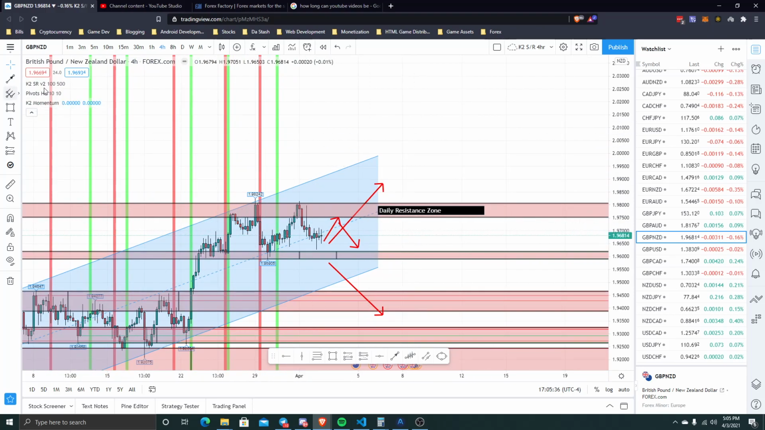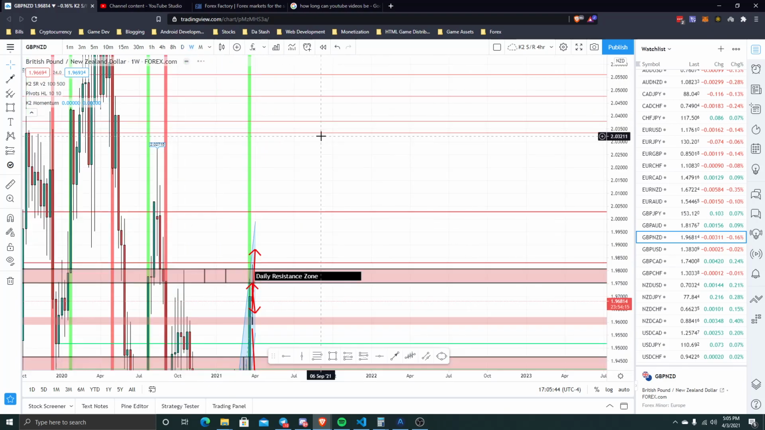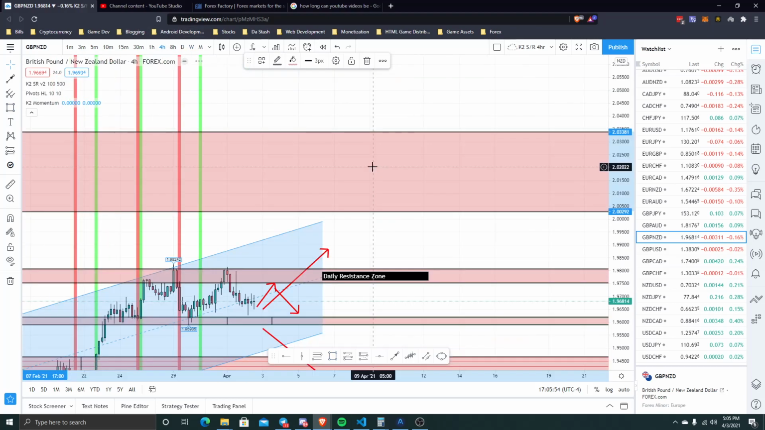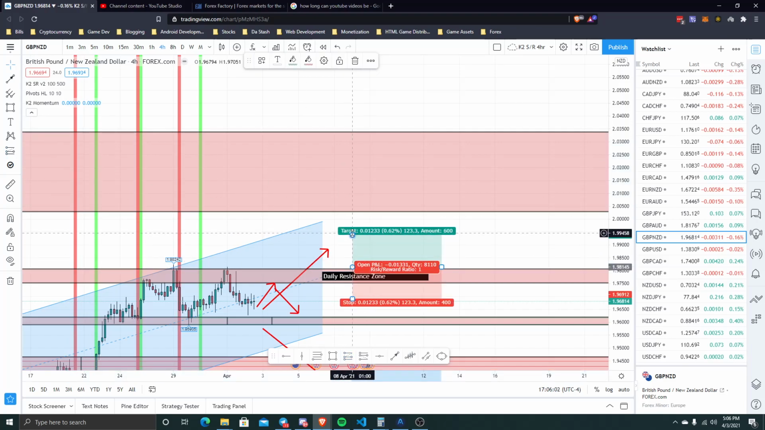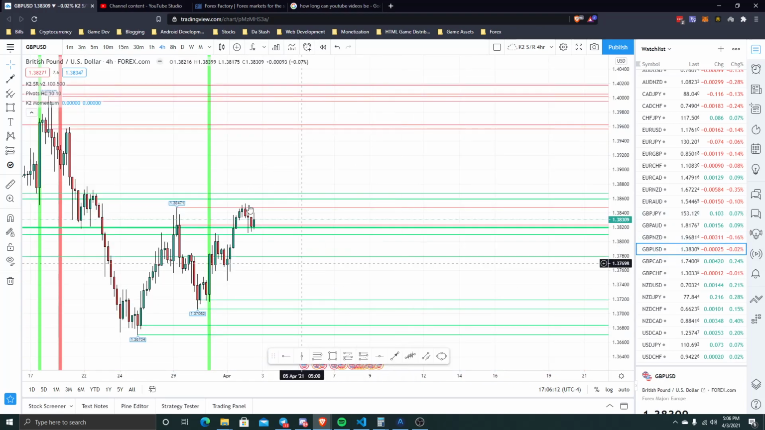But if it decides to break past this daily resistance zone, then I'll probably take a trade, because the next zone probably won't be until the weekly, which is probably up here, the weekly zone. Let's go back to the 4 hour. Yeah, I probably won't take another trade until we go up to this point here, and I can just boom. That's like a 200 pip move, so I highly doubt it's going to do it, but we just have to wait and see.